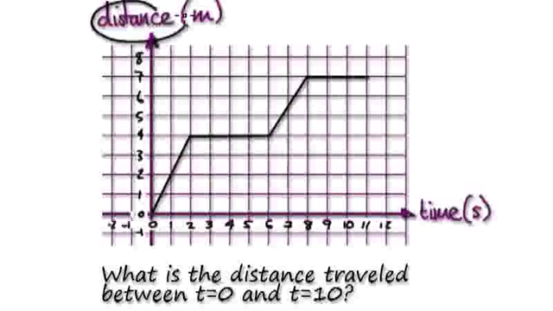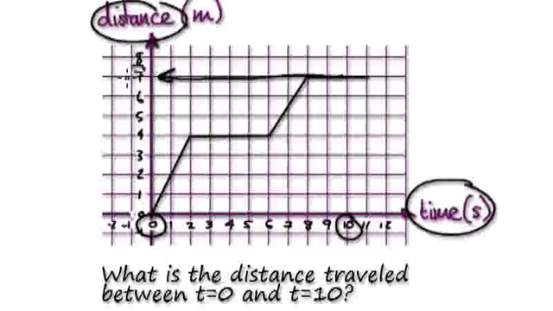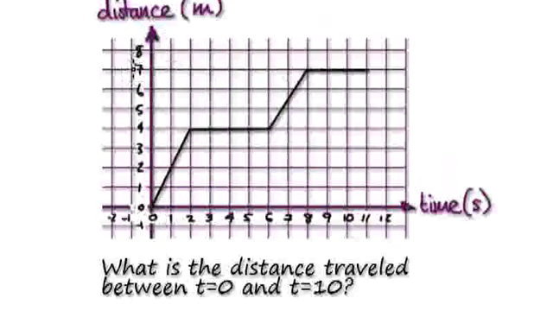Because I've given you a distance time graph, and I asked you about distance. So it's just a matter of straight reading. So the distance traveled between 0 and 10 seconds is just a matter of straight reading, 7 meters. Okay, next one.